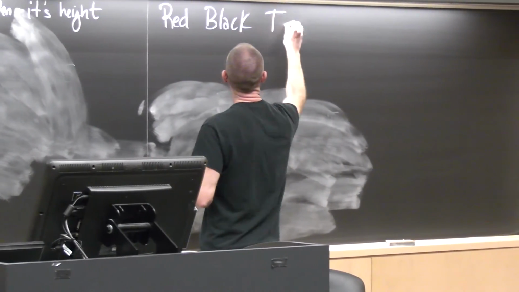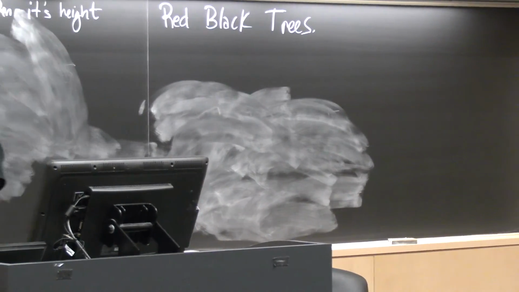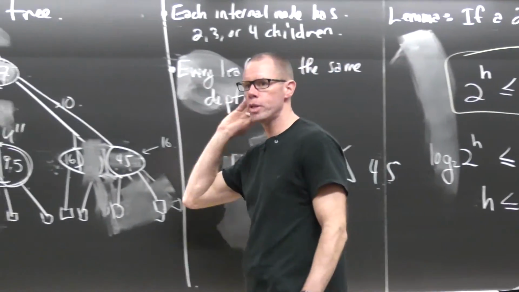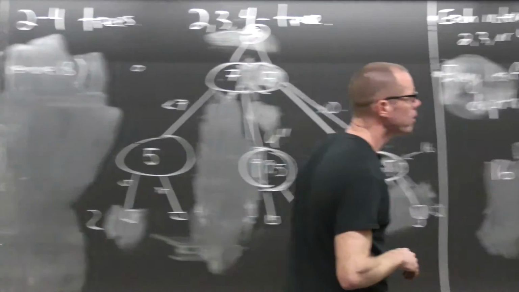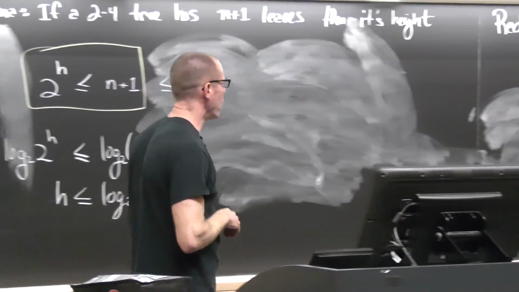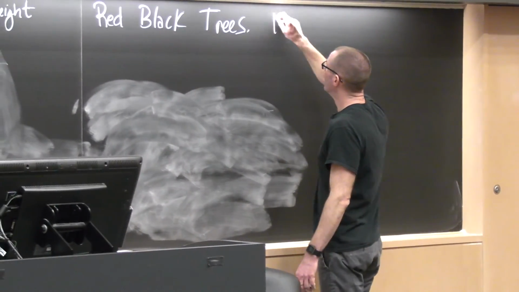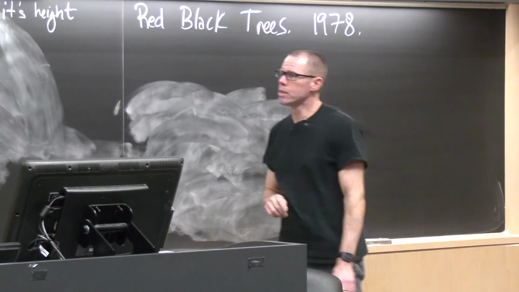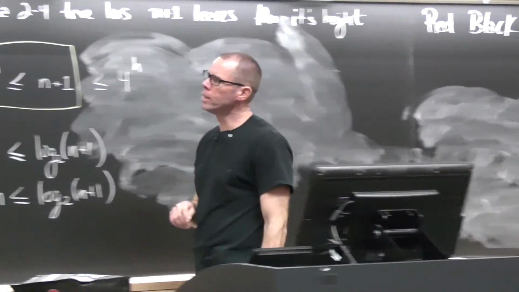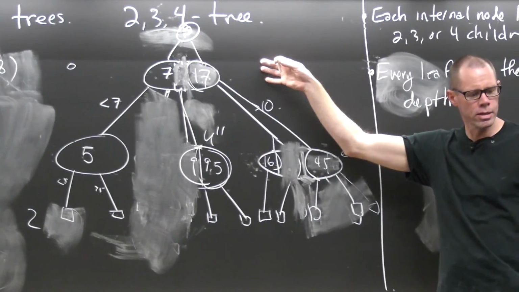Now, if you were listening, when I introduced 2, 3, 4 trees, they have been known since at least the mid-1960s. These are Cold War era data structures. Red-black trees were invented in 1978. And then you might ask, why? When already in the 1960s we had this data structure that did everything in O of log n worst case time.